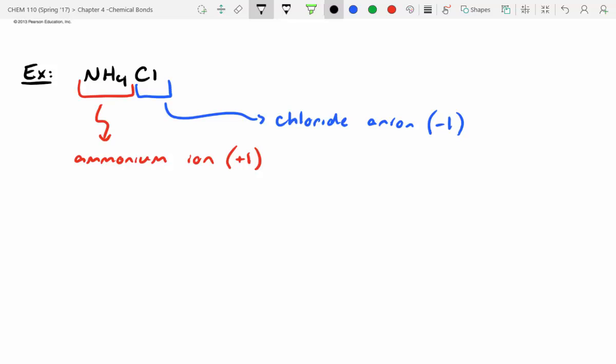So we only use Roman numerals with transition metals only. In this case, we don't have a transition metal, although that's a good guess. So what do you think we should name this? So we go cation space anion with the IDE suffix. So this would just be ammonium chloride.